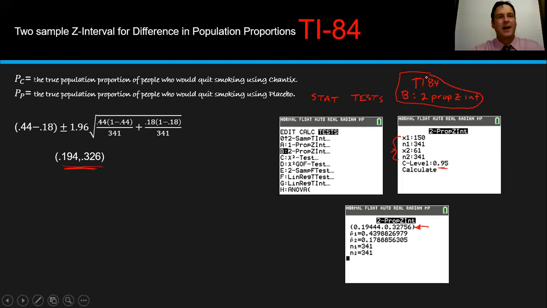So a follow-up question that they often like to ask is, based off this interval, was there a difference in proportions from the Chantix group versus the placebo group? Was Chantix statistically significantly better than the placebo group? Well, if they were the same, with respect to a population, that would suggest that their difference was 0. And if you look at being the same as 0, notice that that does not occur. 0 is not within the confidence interval.